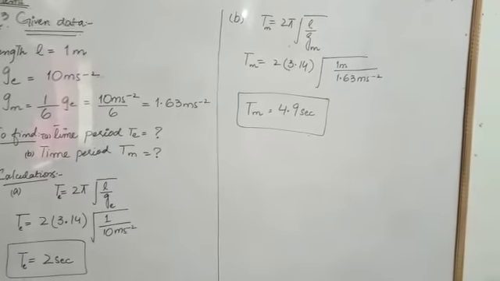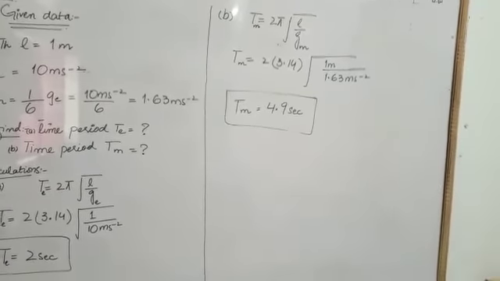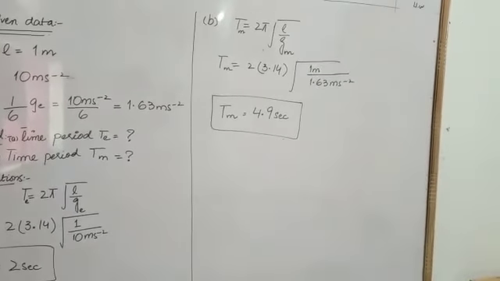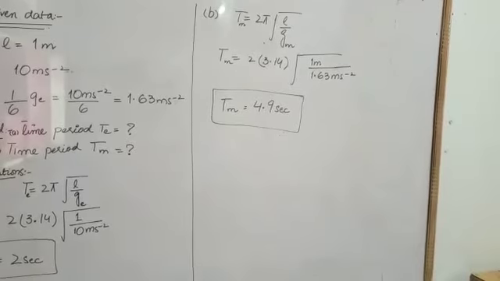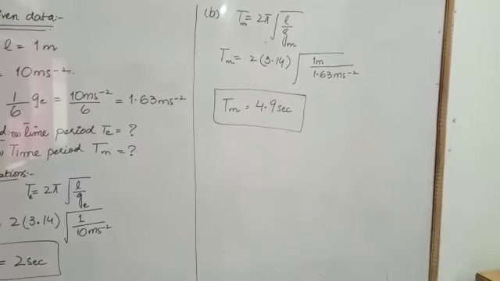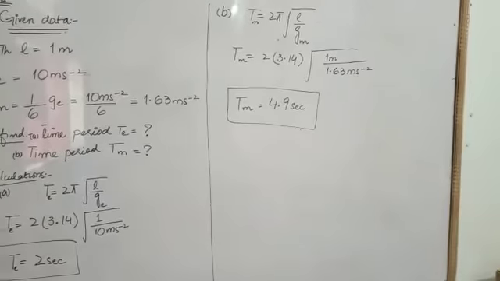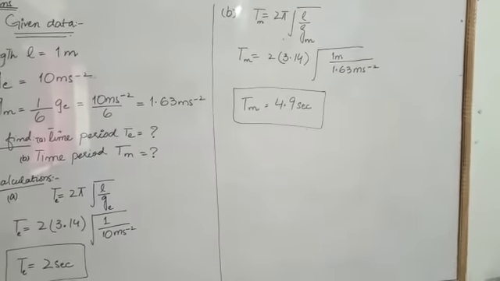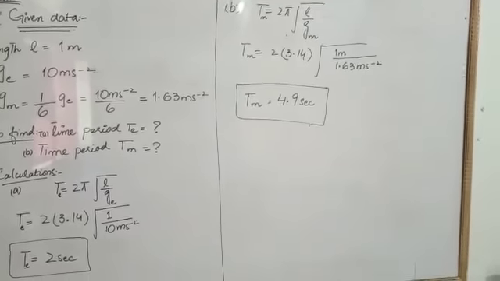We use the same formula for the Moon. Time period is equal to 2 pi under root length divided by gravitational acceleration. Here we use the M for Moon. Putting values, 2 into 3.14, length is 1 meter. We have to put the value of gravitational acceleration on the surface of Moon, 1.63 meter per second square. By solving these we get the final result 4.9 second time period on the surface of Moon.